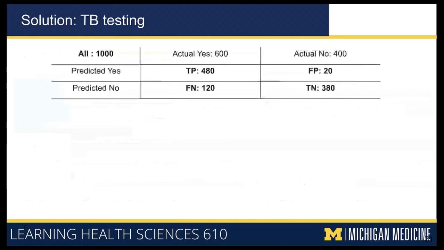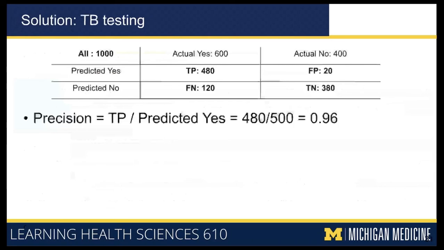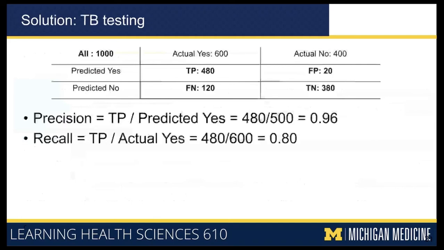Once you have filled up this table, it becomes very easy to calculate the numbers that you want. So precision is going to be true positive divided by predicted yes, predicted positive. So that's going to be 480 divided by 480 plus 20. So that means 480 divided by 500. So that is 96%. Recall is going to be true positive divided by actual positive. So that is 480 divided by 600. That is 0.8. So 80%.